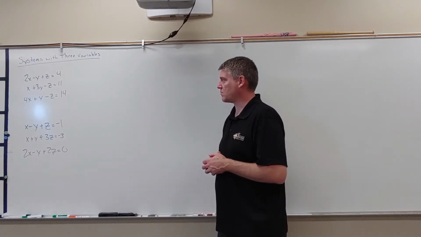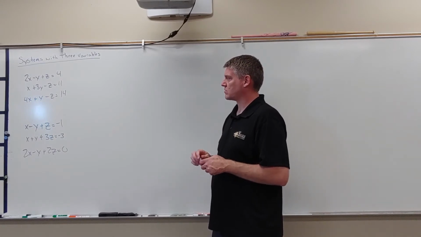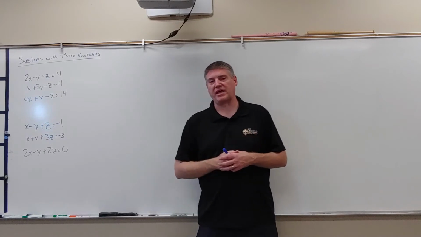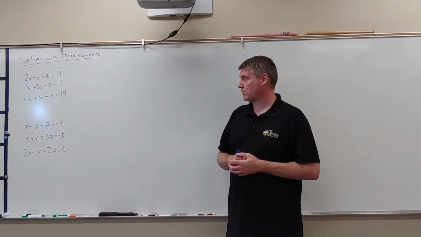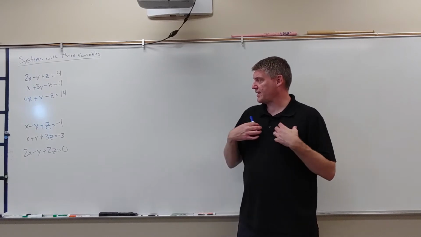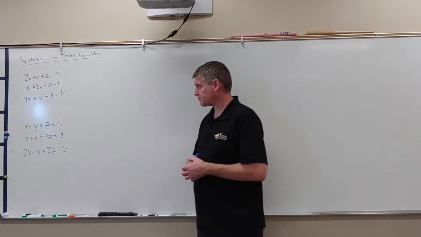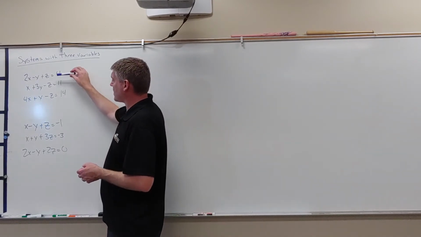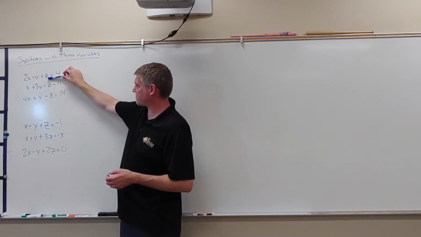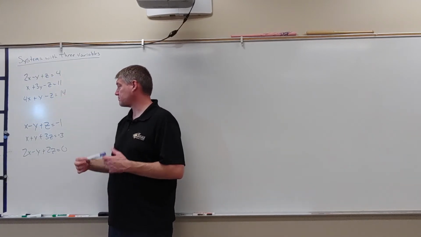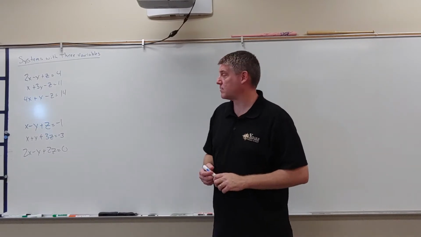That's our piece there. But when we're looking at systems with three variables, what we're going to do is use elimination to get rid of those variables. It doesn't really matter which variable you pick first to eliminate. On my first example here, I notice that I have a positive z, a negative z, and a negative z. So I'm going to go ahead and eliminate my z.